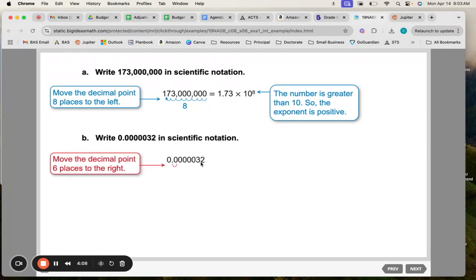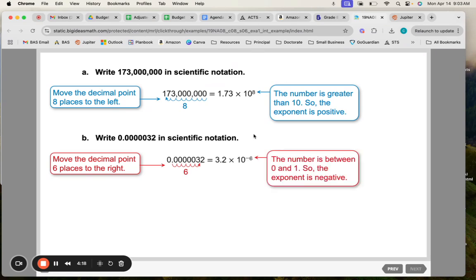How many zeros are there? 6. Well, there's 5 zeros plus the 3. So you're moving it 6 places. Times 10 to the power of -6. Correct. So 3.2 times 10 to the power of -6.